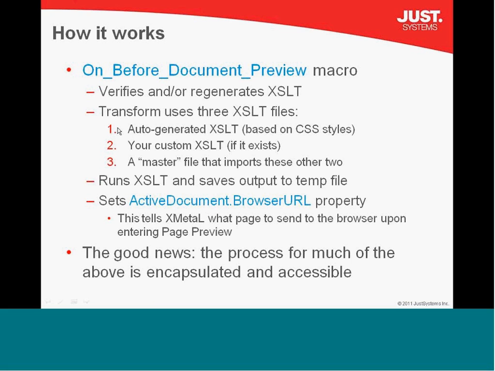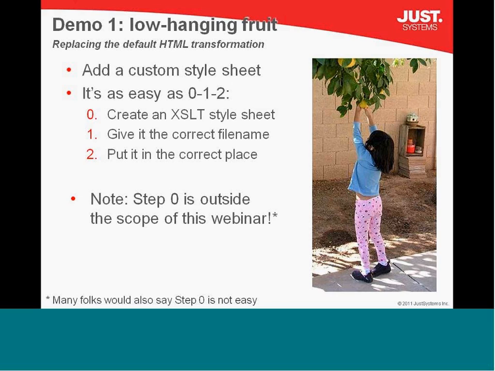The XSLT that gets generated in this case for the HTML output is actually split into two files. The auto-generated code is only one file, which contains some XSLT code that automatically creates an HTML transform with styles based on the CSS in your editor in XMetaL. And you have the ability to add a custom XSLT file to that, and the capability for picking up that custom XSLT file is built right into our code. So the example we're going to look at is how to create that custom XSLT file, or rather how to get it properly hooked into this mechanism.